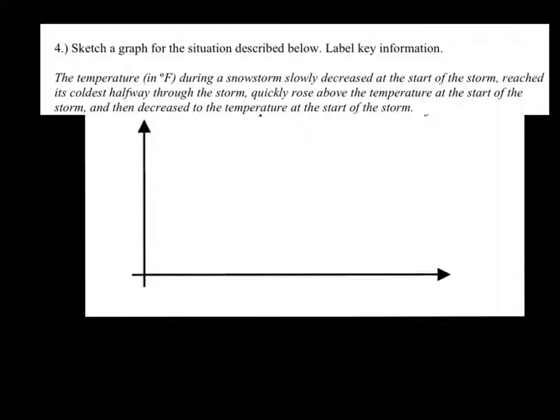So example 4 says, sketch a graph for the situation described below, and it says to label your key information, that sort of thing. So it says the temperature in Fahrenheit during a snowstorm slowly decreased at the start of the storm. Then it reached the coldest halfway through the storm, and then quickly rose above the temperature at the start. And then decreased to the temperature at the start of the storm.